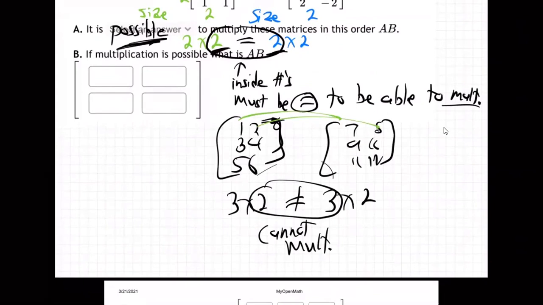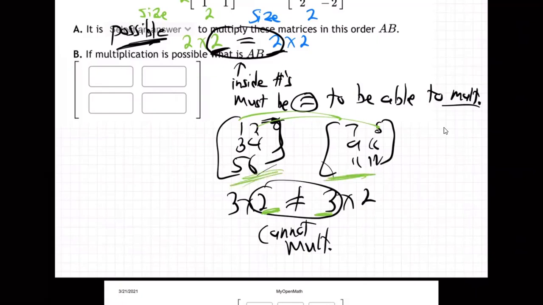So first off, are you seeing what I'm saying? Are you, as the old saying goes, smelling what I'm stepping in, as they say in the South, right? Are you tracking with me? The inside dimension numbers must be equal. If they are, it's a green light, go. You can multiply them. If they're not, forget it.